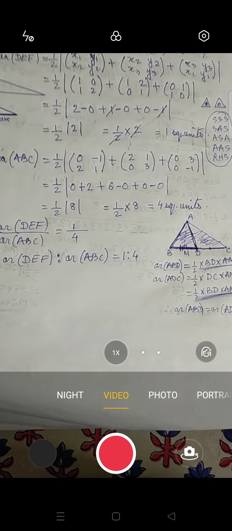Now let's move to our question. You have studied in class 9, chapter 9, example 3, that a median of a triangle divides it into two triangles of equal area. Just now I have explained you. Verify this result for triangle ABC, whose vertices are A whatever, B whatever and C whatever.